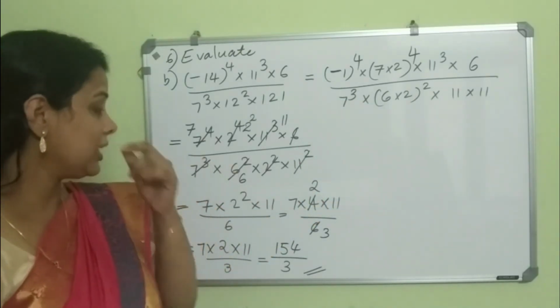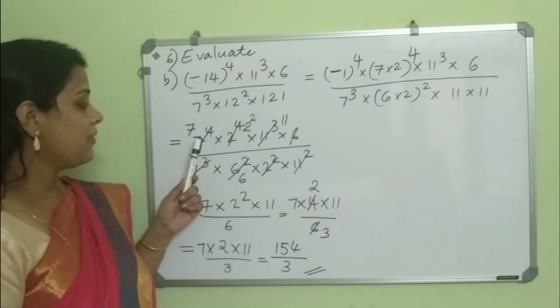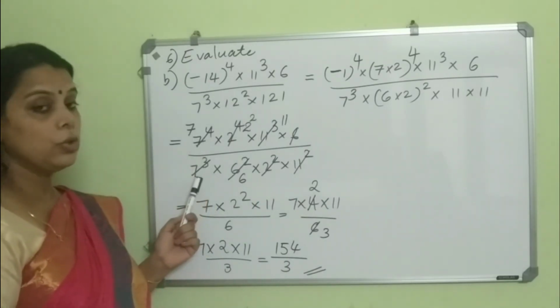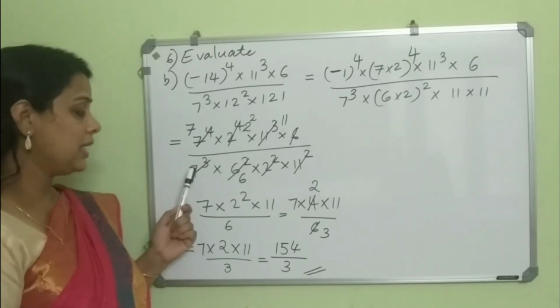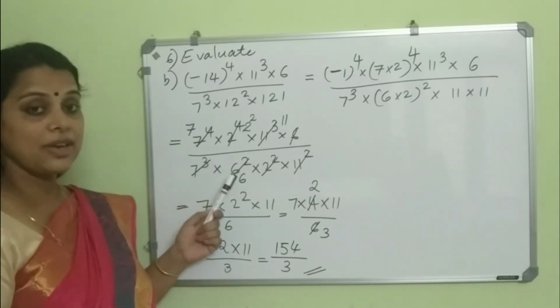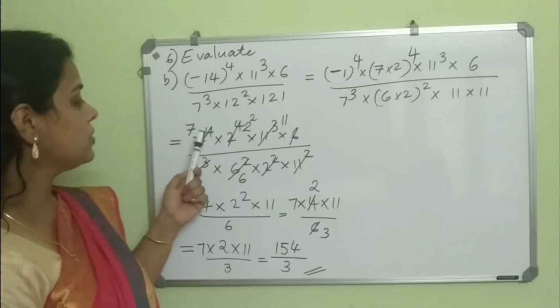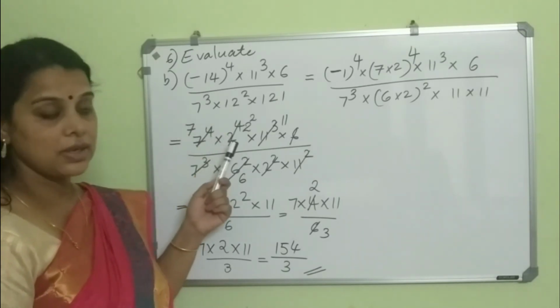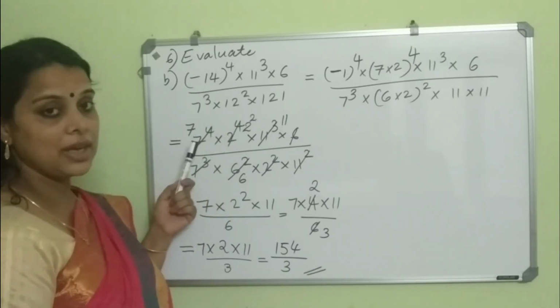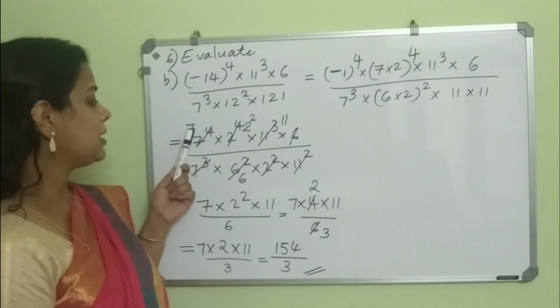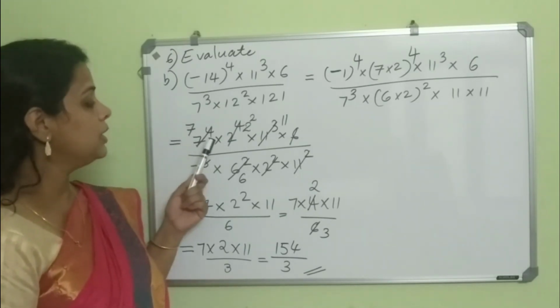Now we are going to do the cancellation. Here 7 raised to 4 is there, here 7 cube is there. How to cancel it? 7 cube means 7 into 7 into 7, 3 times. Here 7 into 7 into 7 into 7, 4 times. So three 7s, here three 7s we can cancel. So in the numerator we will get one 7.